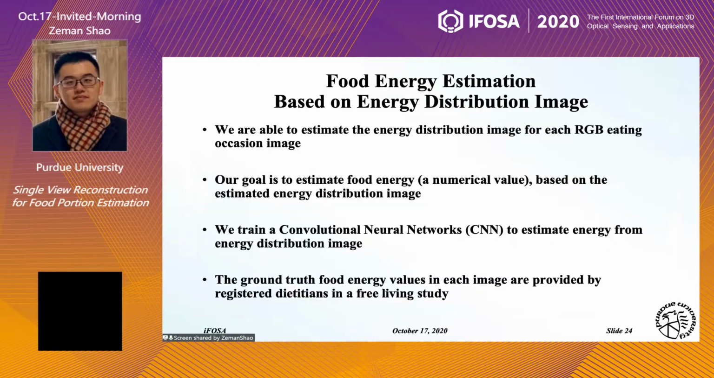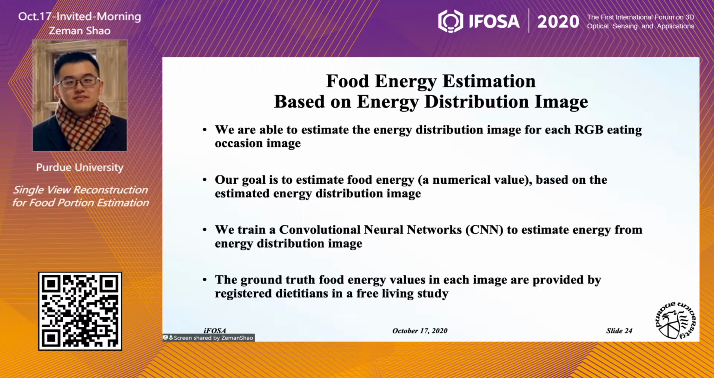Since we are able to estimate the energy distribution image for each RGB eating occasion image, our goal is to estimate the total energy, a numerical value, based on the estimated energy distribution. Therefore, we train a convolutional neural network, the CNN, to estimate the energy from the energy distribution image. The ground truth of total energy values in each image is provided by the registered dietitians in a free-living study.